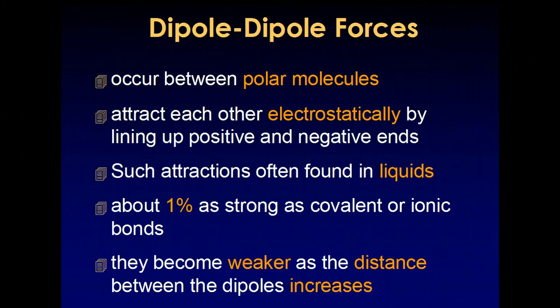The next force we're going to talk about is dipole-dipole. And dipole-dipole is probably second from the bottom on the totem pole. We find these with polar molecules. And what happens is that in your polar molecules you have a positive end and a negative end. And the negative end of one polar molecule will line up with the positive end of another polar molecule, and that causes there to be this kind of magnetic attraction towards each other. We find these a lot in liquids.